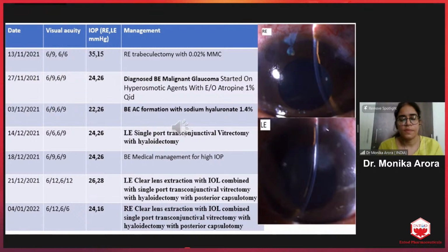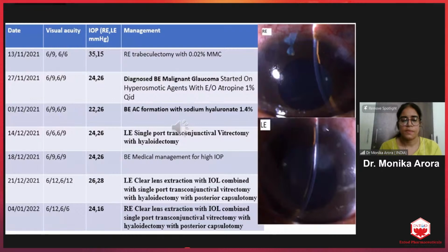Multiple measures and interventions were done to preserve the lens and to overcome the condition. Different modalities were considered like medical therapy, AC reformation with air, Healon, single port transconjunctival vitrectomy with hyaloidectomy. However, the condition was refractory to the above mentioned measures.